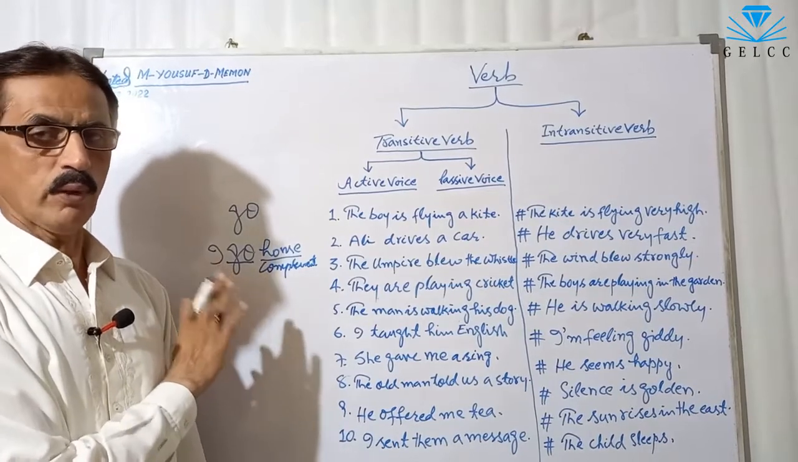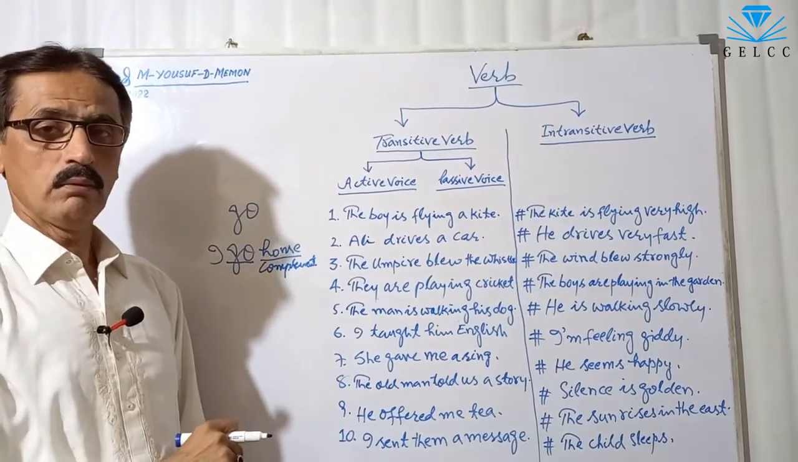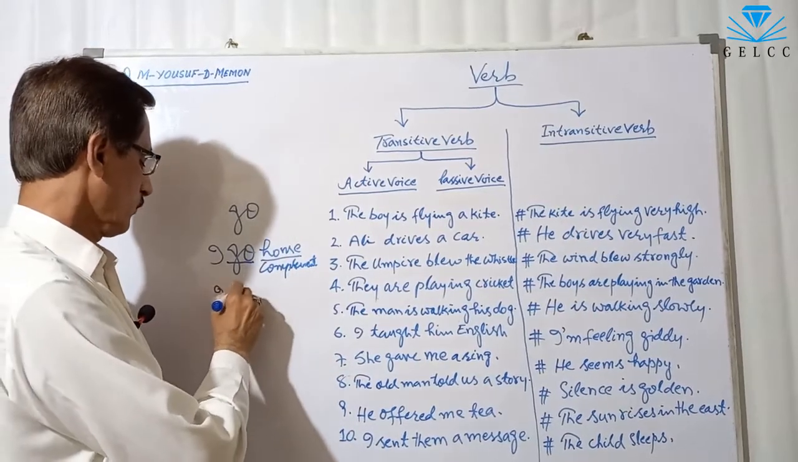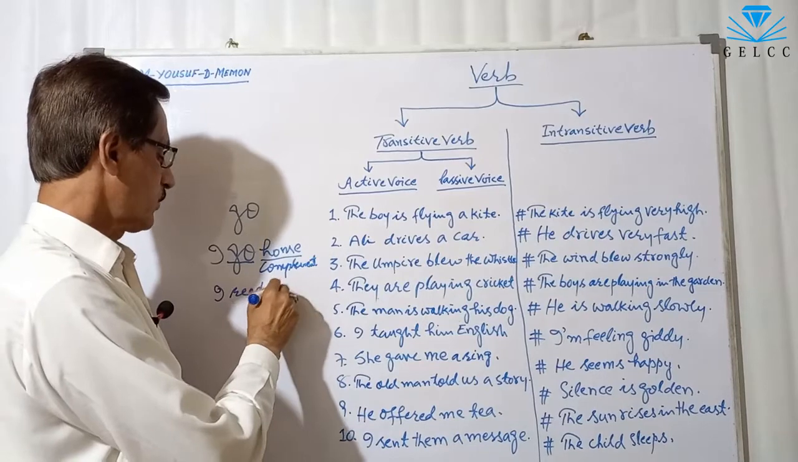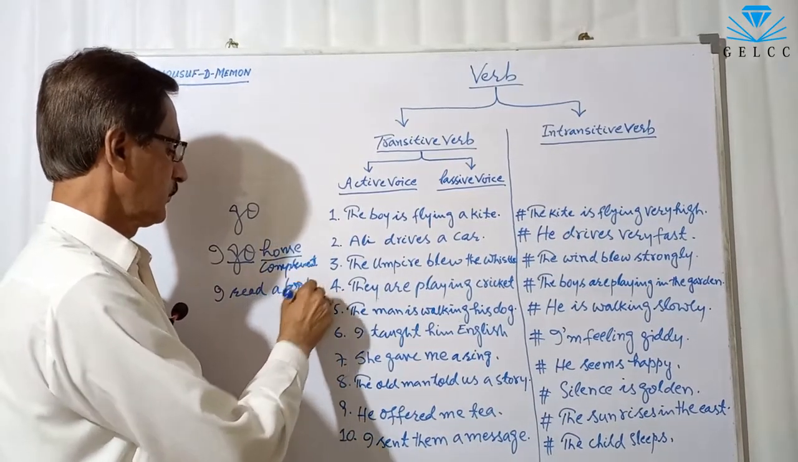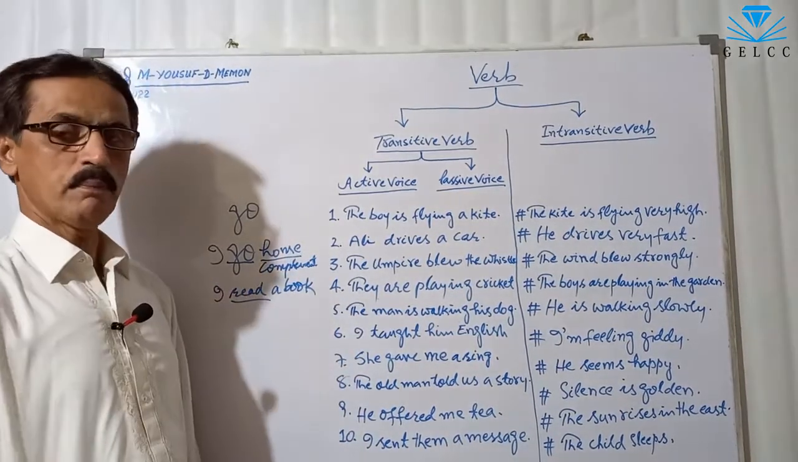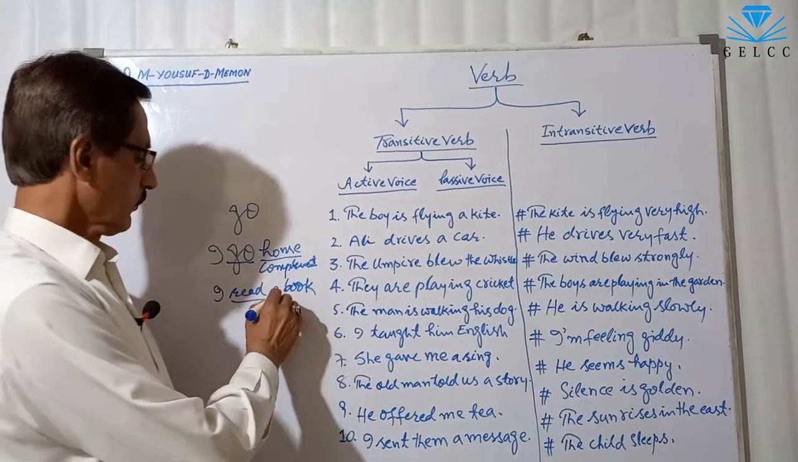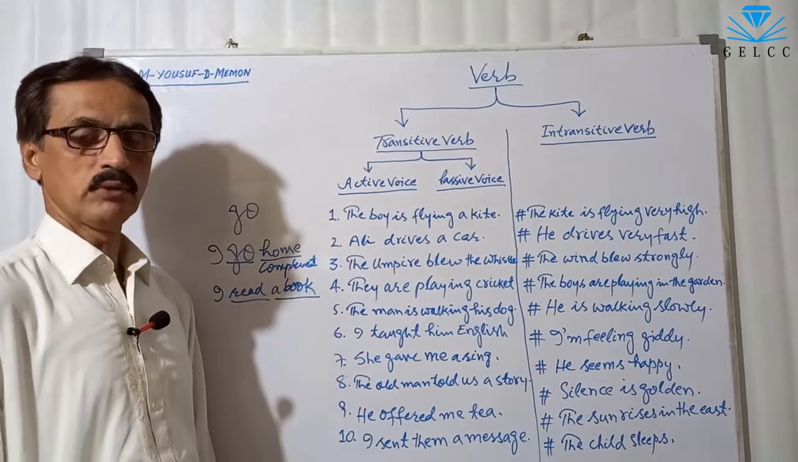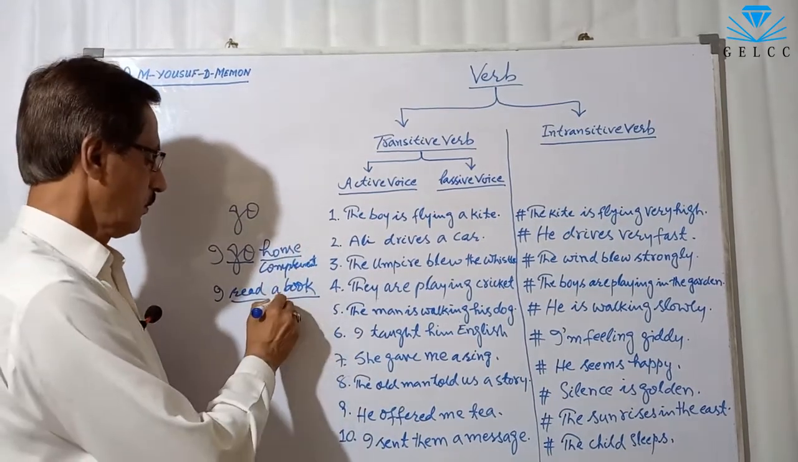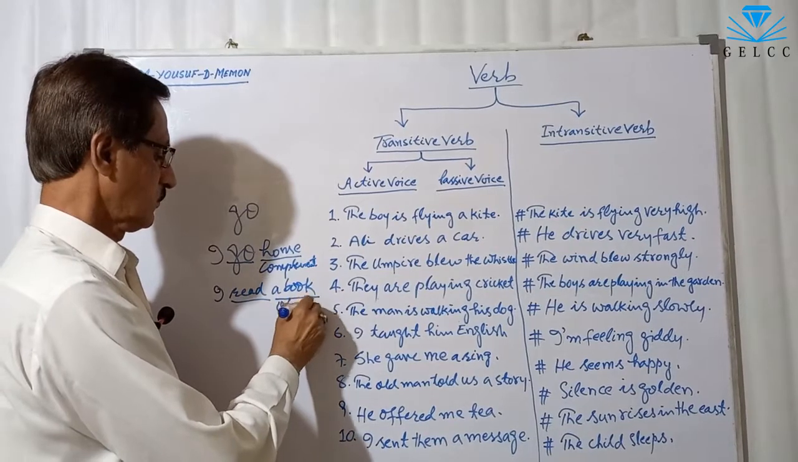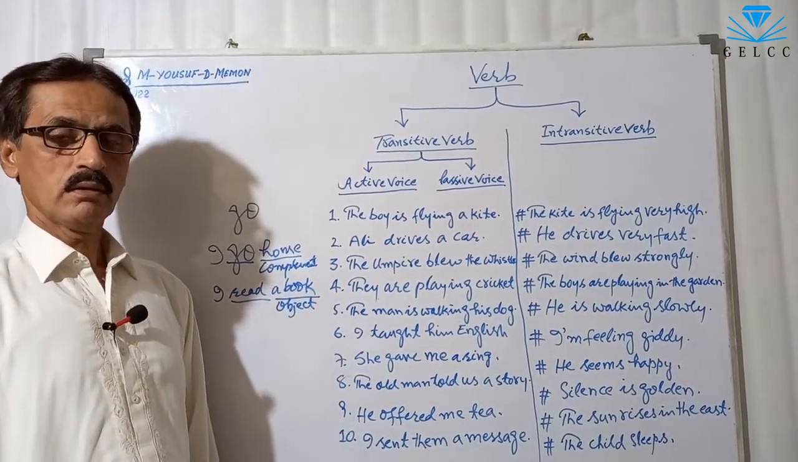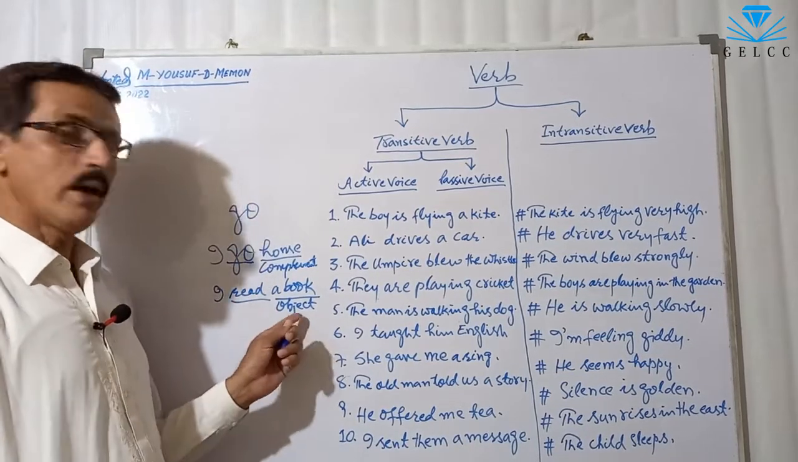So this is purely intransitive verb. But if I say, I read a book, here verb is read. What do I read? A book. This is object. So, the verb read is transitive verb because it requires object.